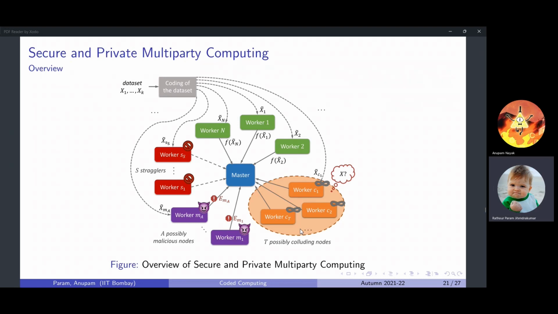Okay, so now we move to secure and private multi-party computing.